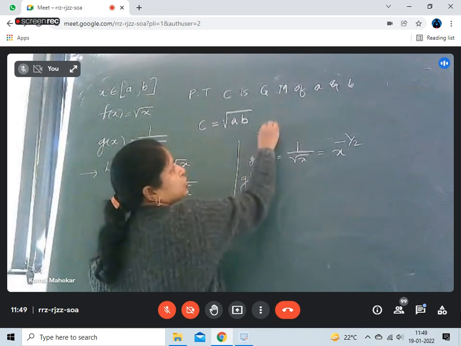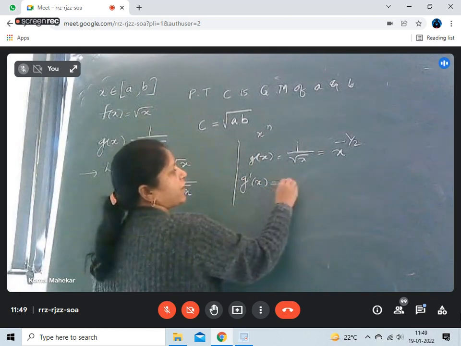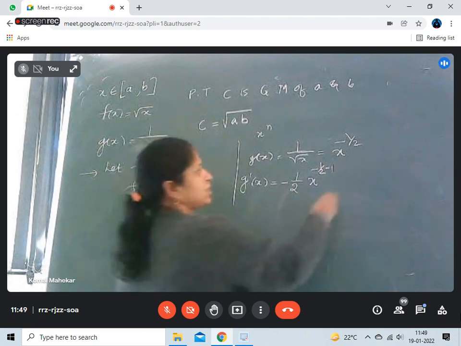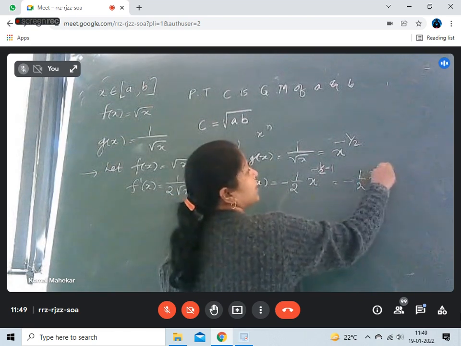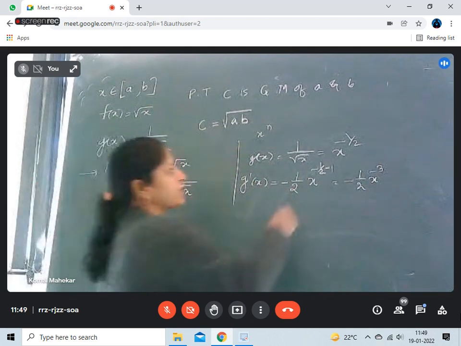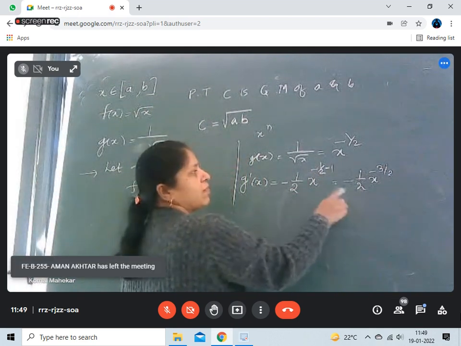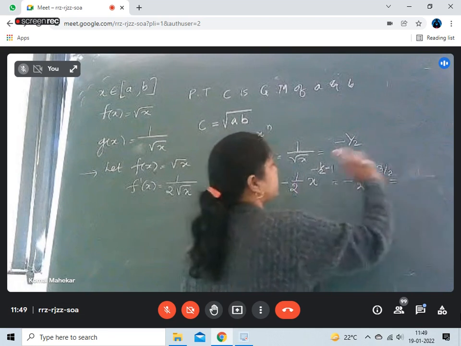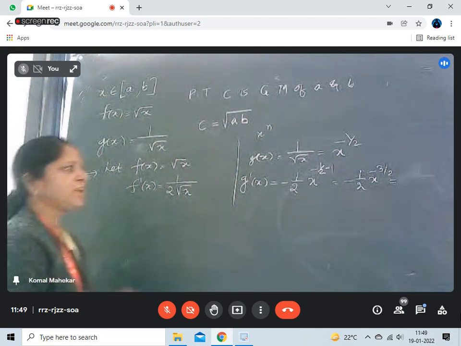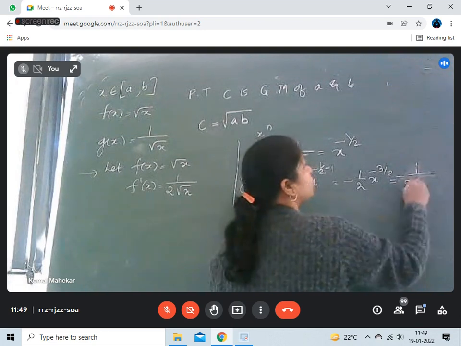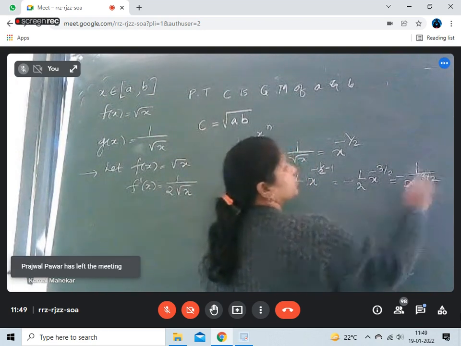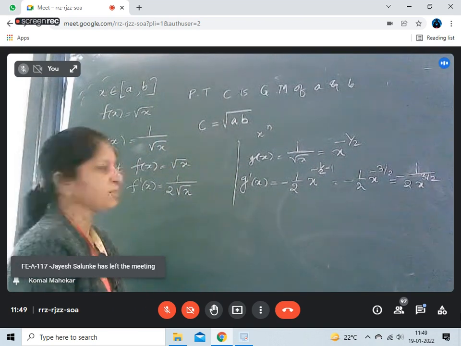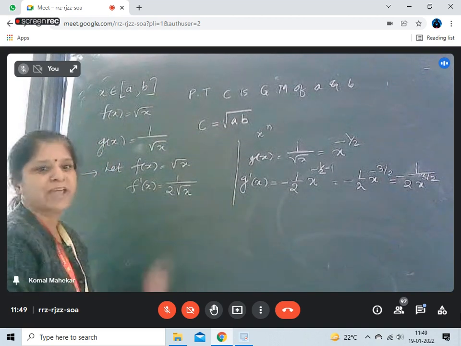Apply the formula for x raised to n, that is n x raised to n minus 1. So minus half x raised to minus half minus 1. This becomes minus half x raised to minus 3 by 2, since minus 1 minus half is minus 3 by 2. We can shift the term to the denominator, so this becomes minus 1 by 2 x raised to 3 by 2, and x raised to 3 by 2 can be written as x into root x. So these are the derivatives of the two functions f(x) and g(x).